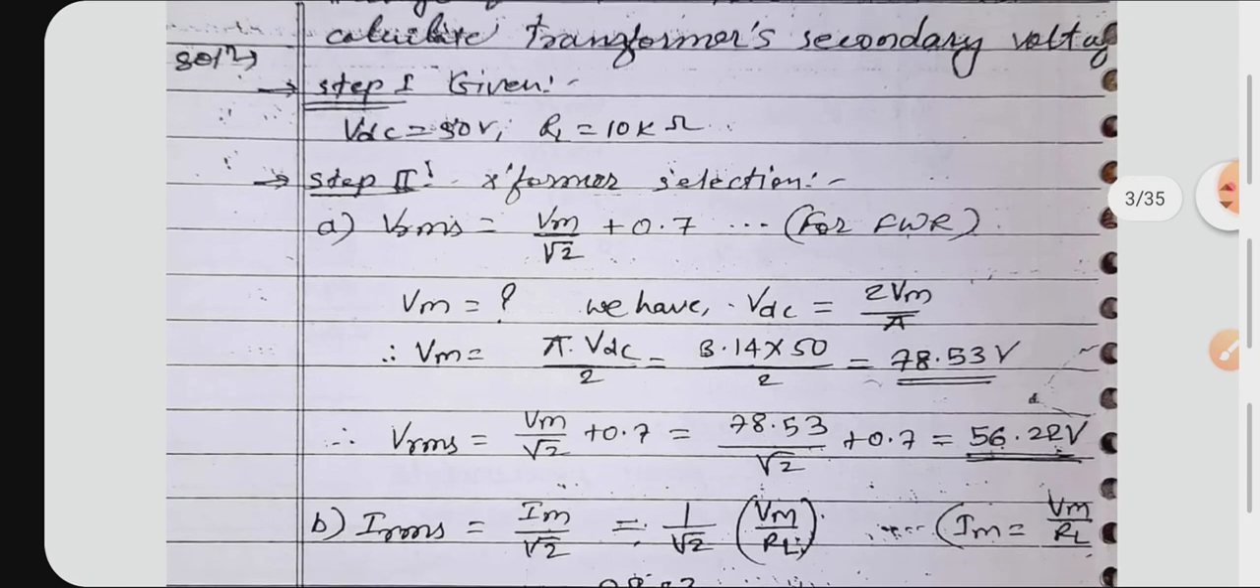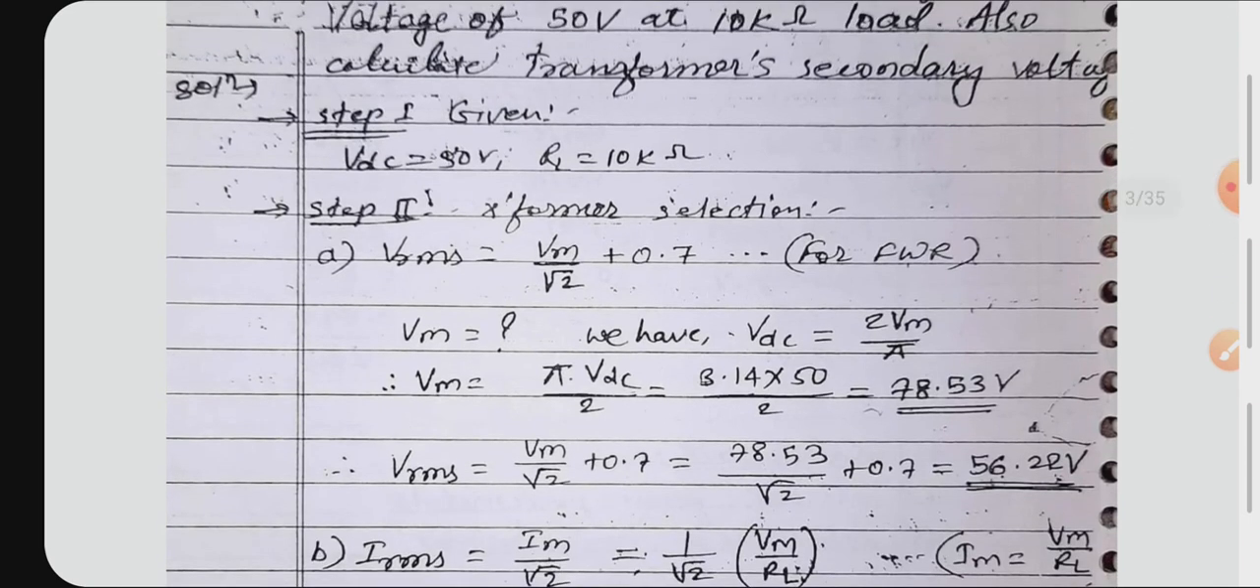Before solving the problem, the first step should be to list out what is given. Here VDC, that means DC voltage, is given as 50 volt. RL, load resistance value, is given as 10 kilo ohm. In the second step you have to select the transformer, calculate VRMS and IRMS. It is given in the problem that you have to use the full wave rectifier.